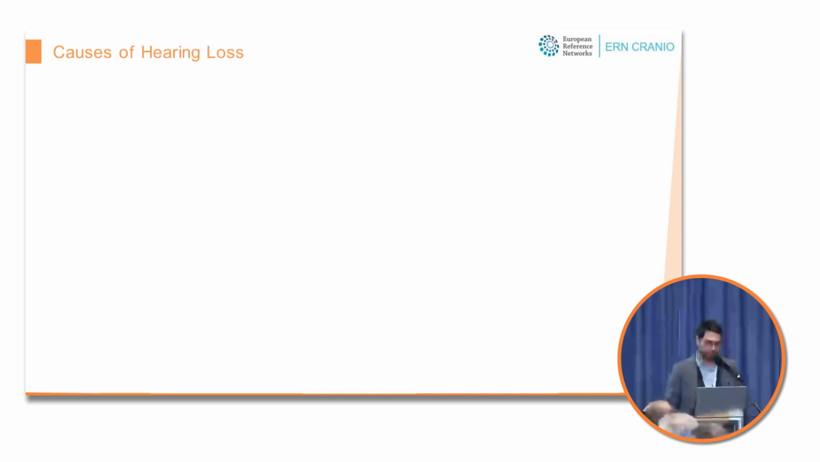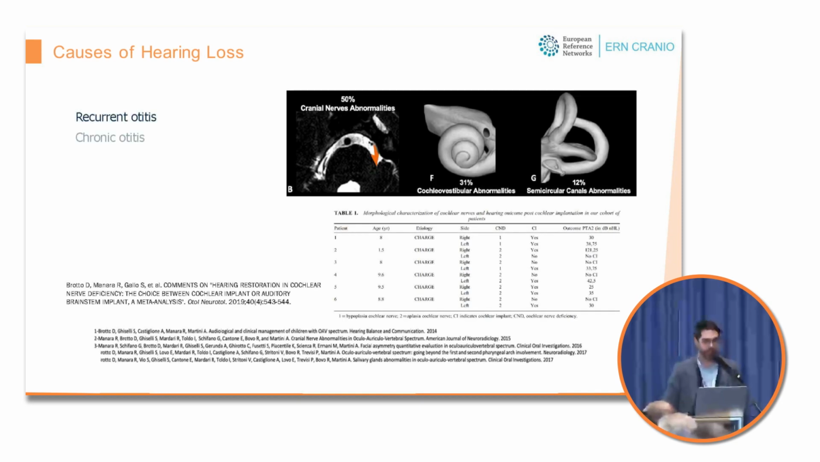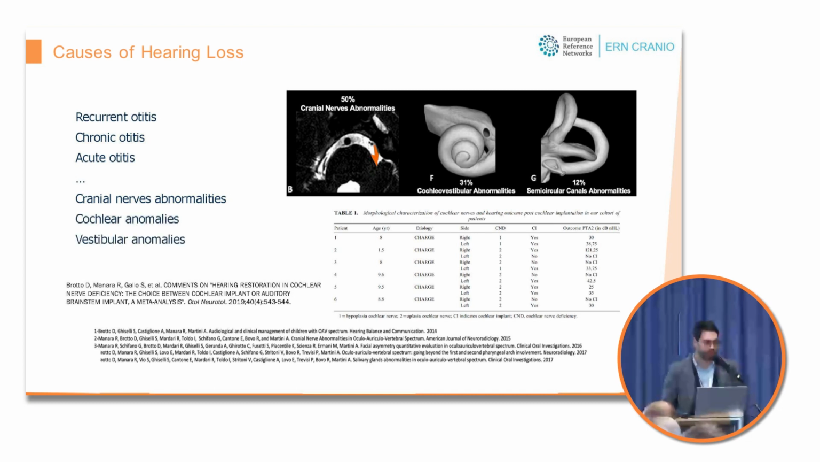So while dealing with these patients, we can have recurrent episodes of otitis that may cause a conductive hearing loss that should be treated in the first phases of life, but also we have patients with cranial nerve abnormalities, cochlear abnormalities, and vestibular abnormalities that we can see by means of CT or MRI. For example, in a recent study from our center, we observed a cohort of patients with CHARGE syndrome in which the cochlear nerve was not visible by means of the MRI, but performing the CI, the cochlear implantation, in these children, we observed good auditory results.